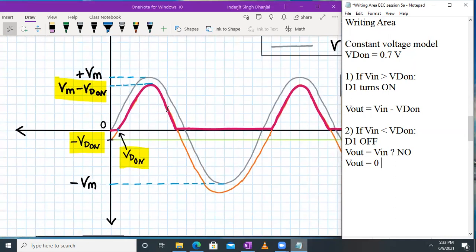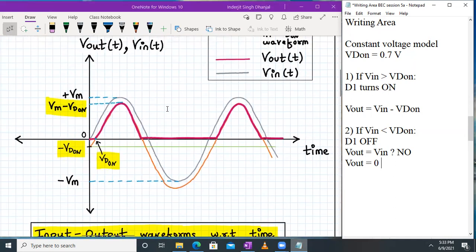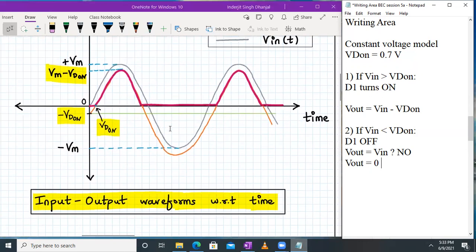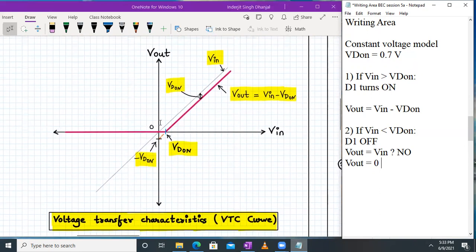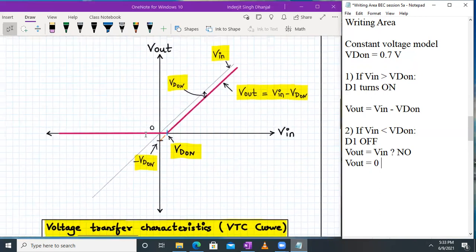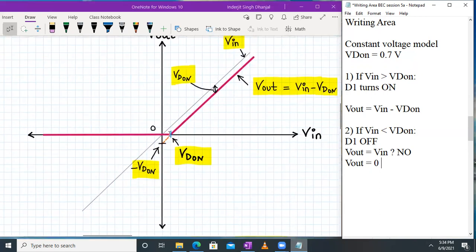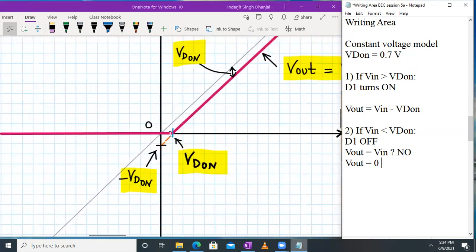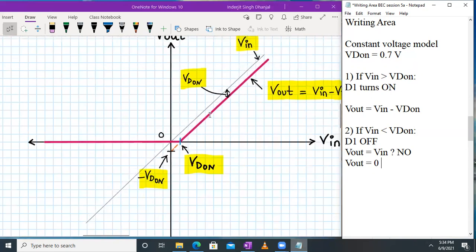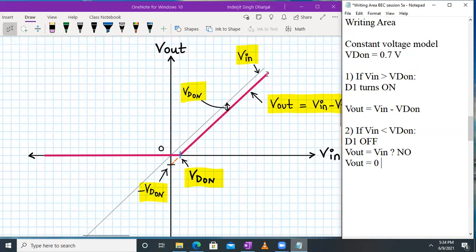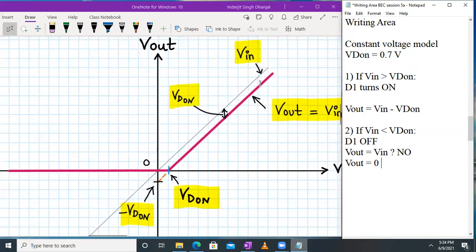This is how carefully you draw the input output characteristics. We have to be very careful about this. Now, about the voltage transfer characteristics, this is fairly simple. The diode remains off, so the output will be equal to 0 until Vin is greater than VD on. Whenever Vin becomes greater than VD on, the output will track the input, but with a shift of VD on.